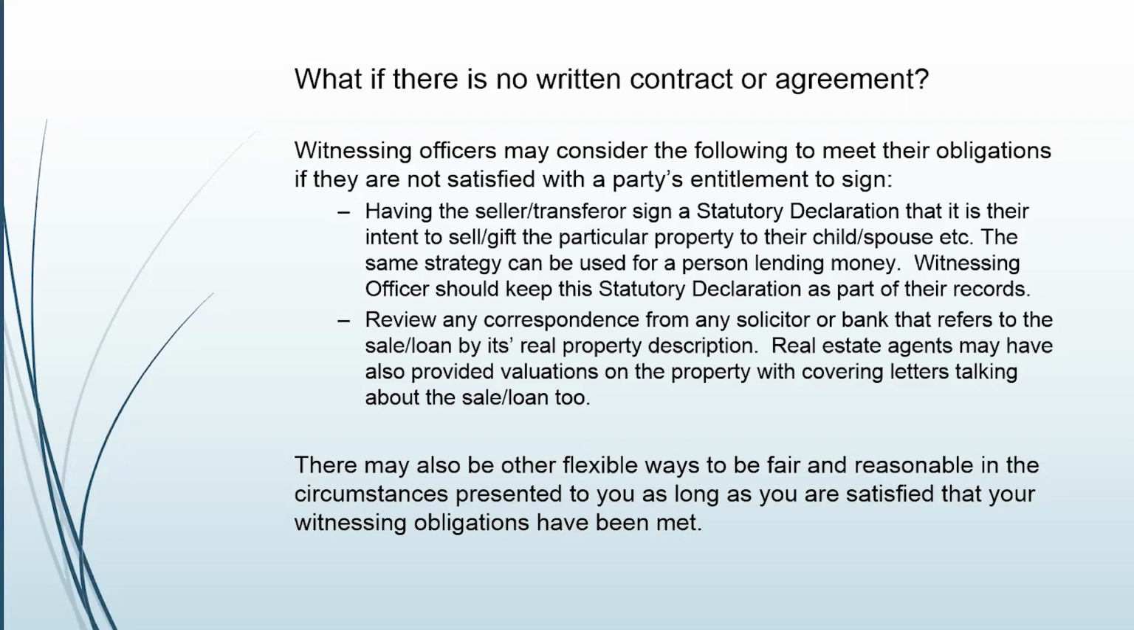Another way is if they don't have a contract, but the parents may have gone to a real estate agent or a bank just to talk about the processes involved and get perhaps a valuation. Have a look through that, and if the correspondence mentions the property and the intention of the parent to gift the land to the child, or a spouse wanting to transfer the land to his new partner, that may also indicate there is a legitimate intention for the transaction and would be perfectly acceptable.